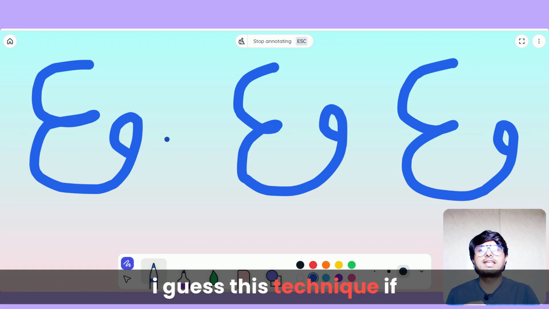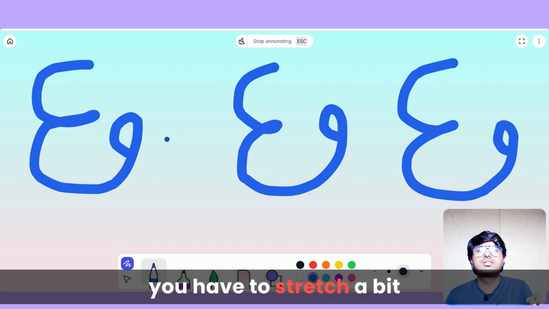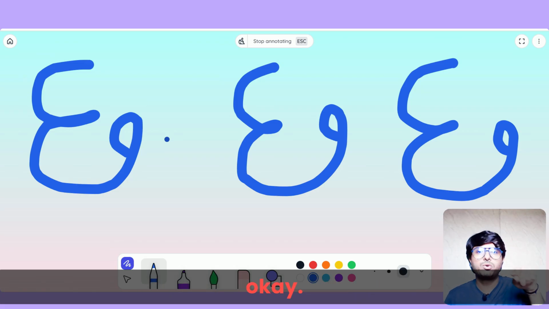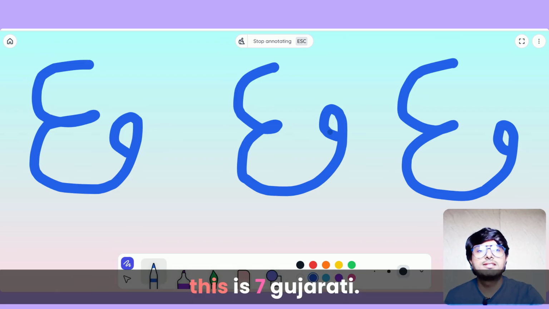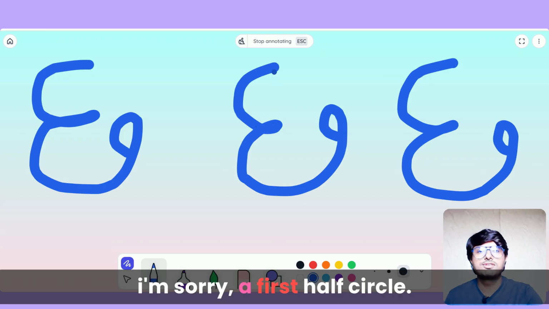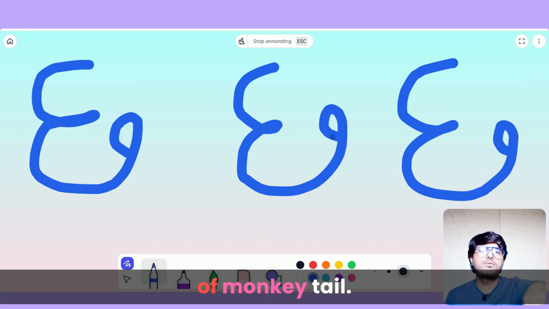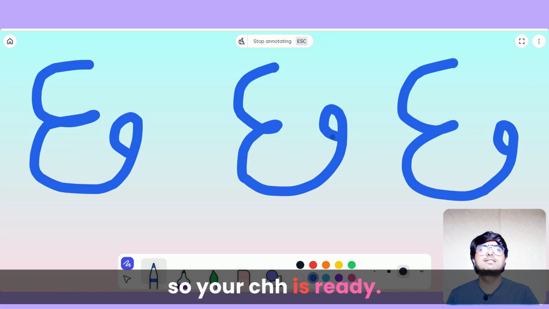I guess this technique, if you try, will make your writing easier. Okay, what you have to do? A first half circle, again a second half circle, and the second half circle you have to stretch a bit, making it like a monkey tail. And if you noticed, this is the 7 of Gujarati. So let's not bother you more. Let's understand the Chha only for now. A first half circle, second half circle will stretch a bit like a monkey tail. So your Chha is ready.